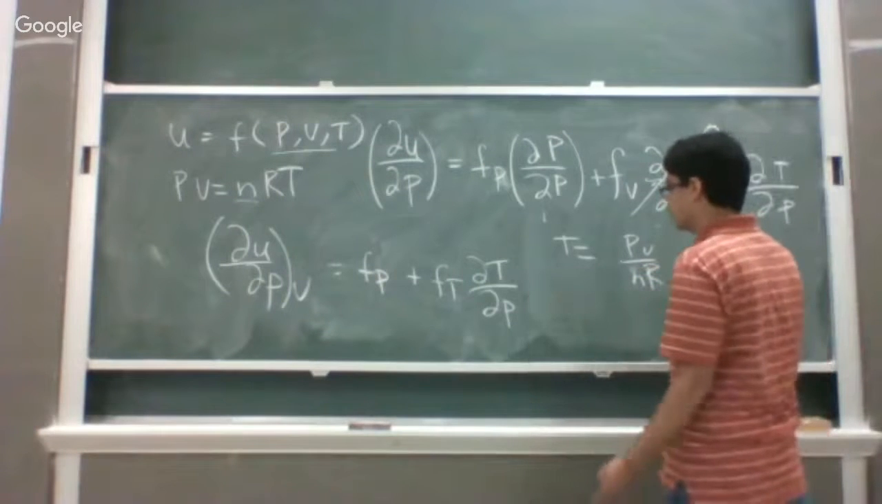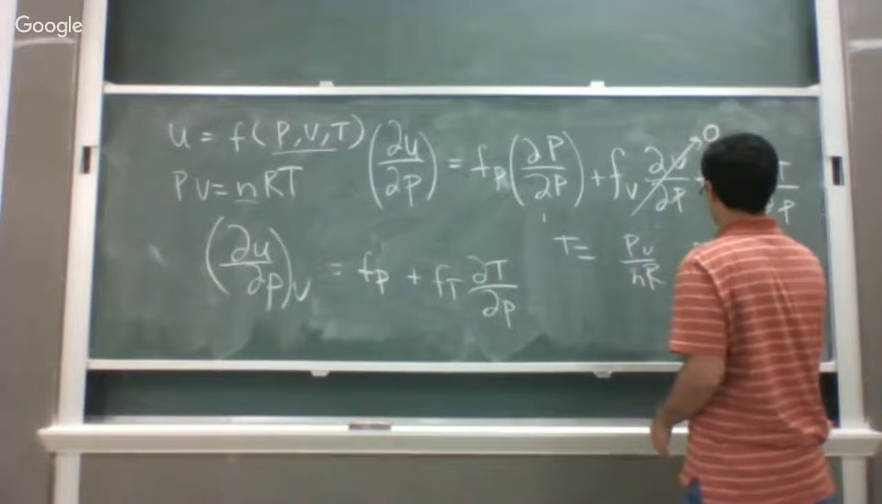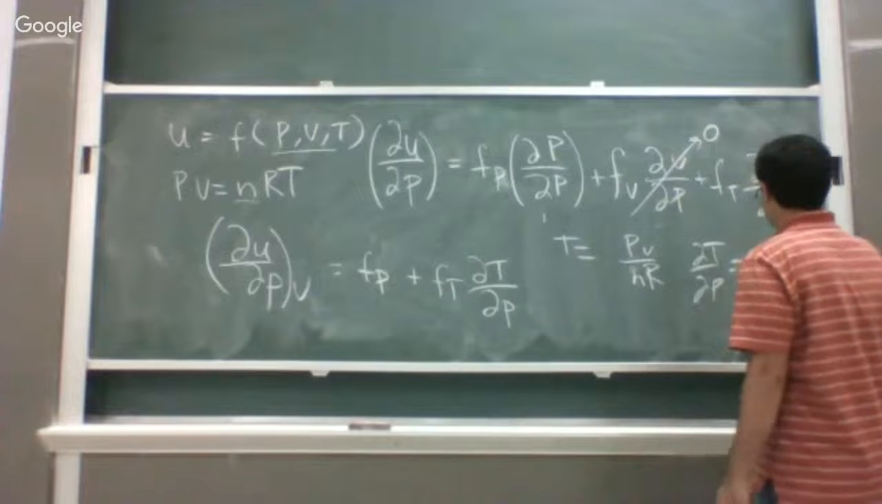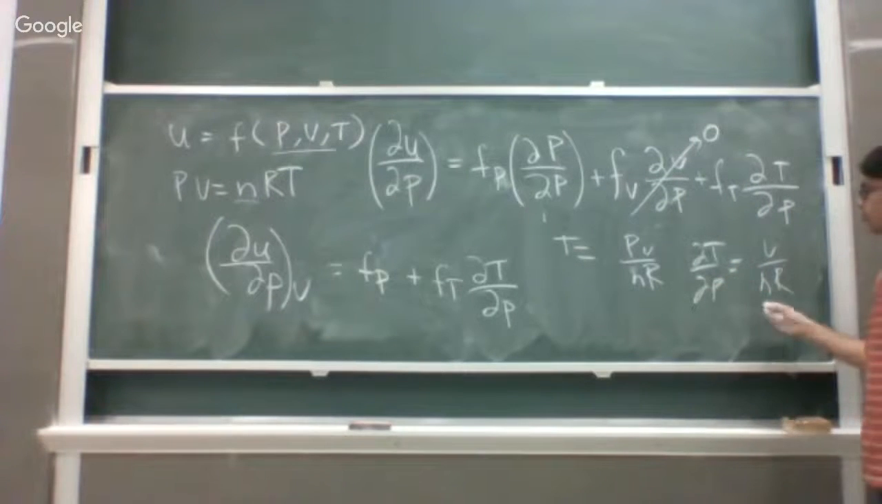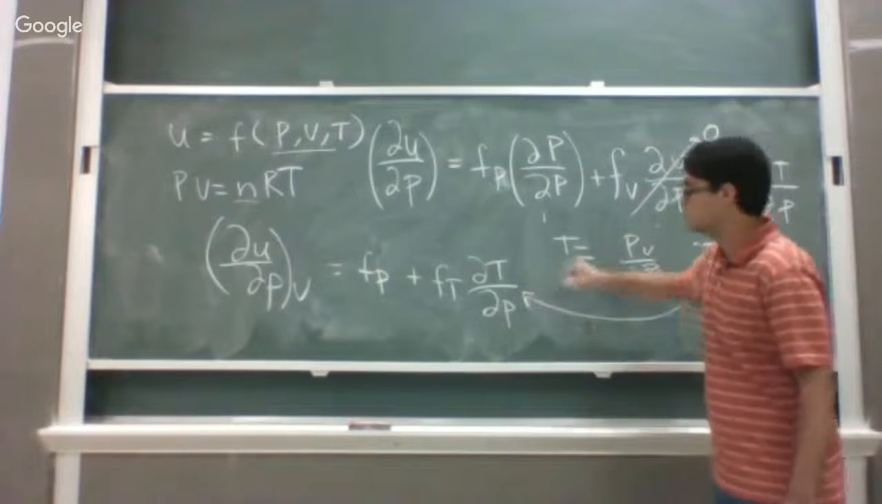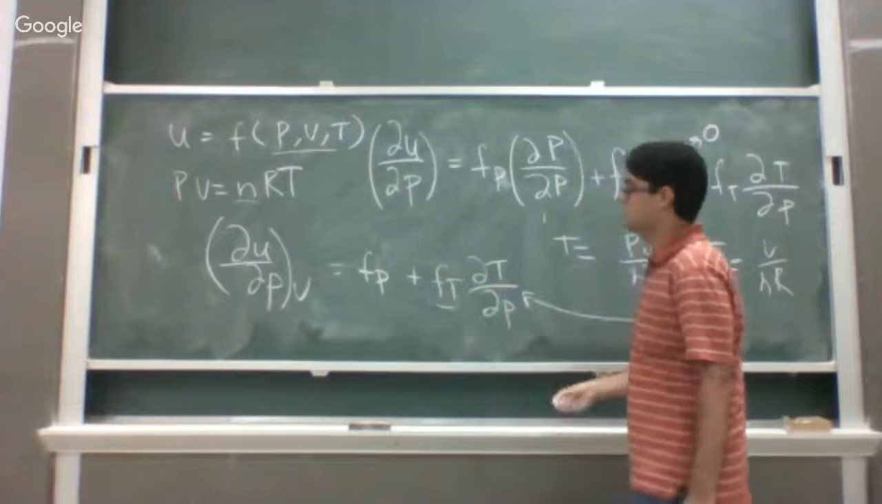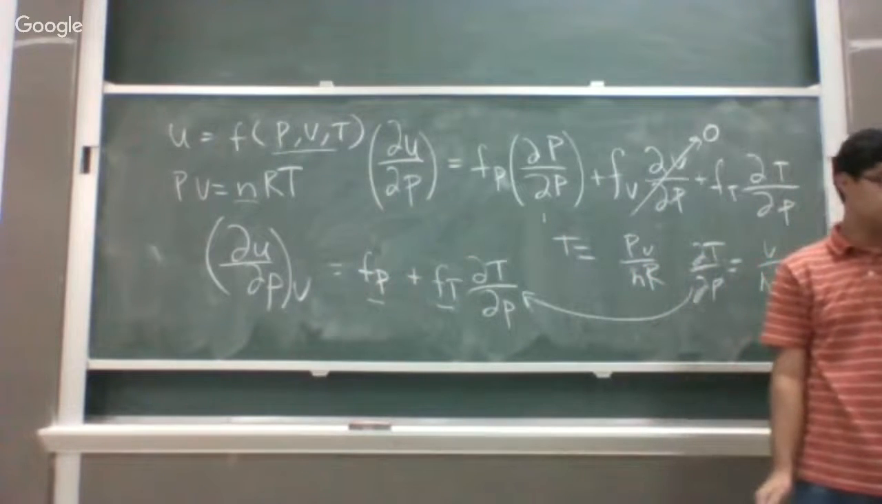Taking the partial derivative of T with respect to P, that would be V over NR, because all of those would be constants. So then you plug that in here. If you know your U, you can do this part, and you can do this part, and then you have your answer. What do I need to know?